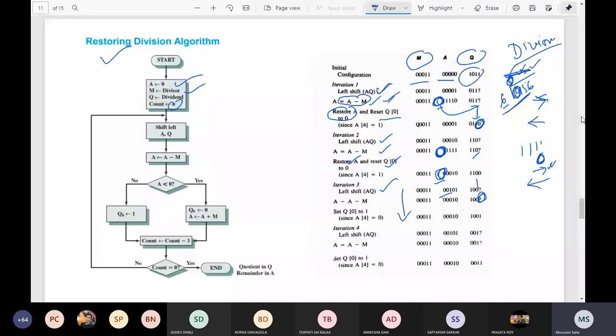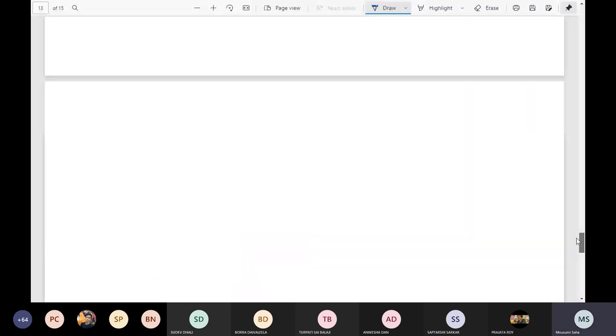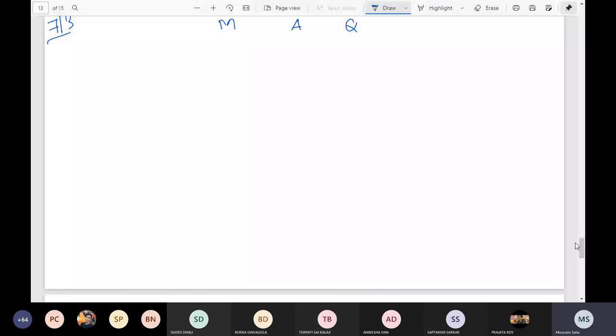I will give one example, it is very easy. Suppose I consider 7 divided by 3. Consider A and Q. 7 you write in Q as 0 1 1 1, the accumulator A is 0 0 0 0, and 3, the divisor M, you always write as 0 0 1 1.